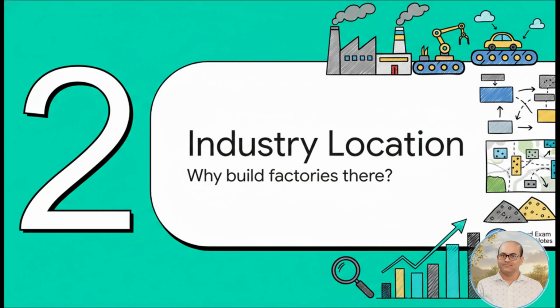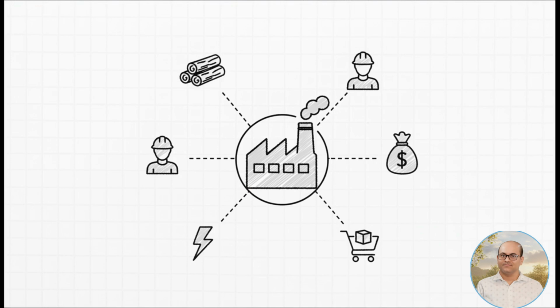Have you ever wondered why some cities are famous for some industries? For example, why Jamshedpur is called the Steel City? There are specific reasons for this. This is a frequently asked question in exams, so listen carefully. So, to set up an industry, it's not a random decision. It's like a puzzle. You need many pieces to fit together perfectly.